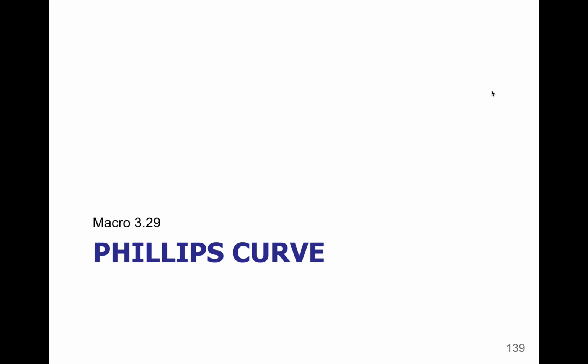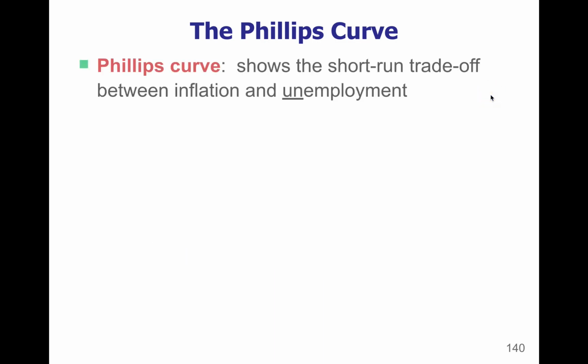This is your macroeconomics video on the Phillips curve. The Phillips curve is just another curve that shows us, in a slightly different way, the trade-off between inflation and unemployment. We can also see this on our aggregate supply and demand graph. So the Phillips curve in the short run shows a trade-off between inflation and unemployment.